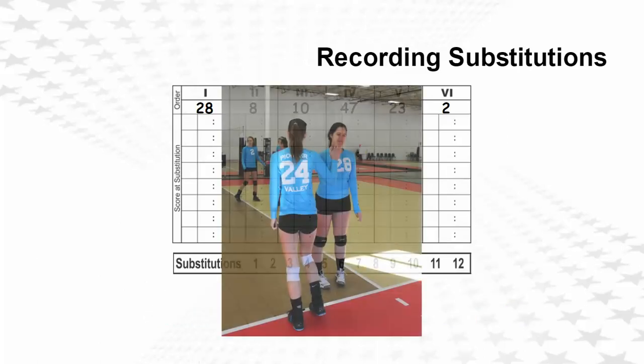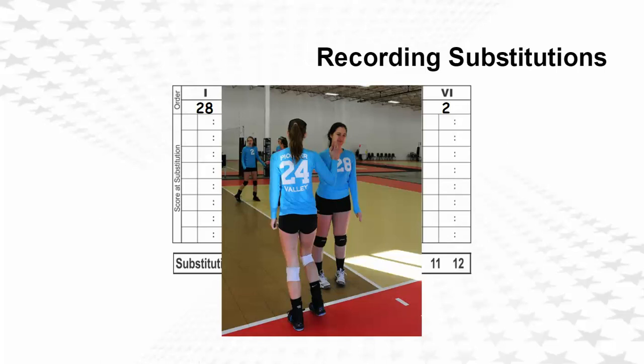When the referee whistles a substitution request, you see 2 players in the substitution zone, one coming from the bench and the other leaving the court. Here, number 24 has entered the substitution zone, ready to enter the court, and number 28 ready to leave.